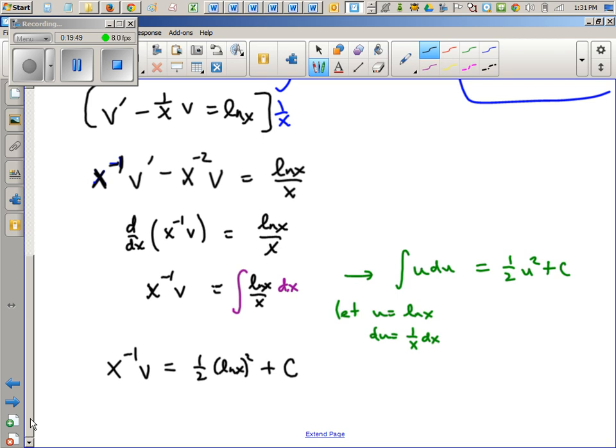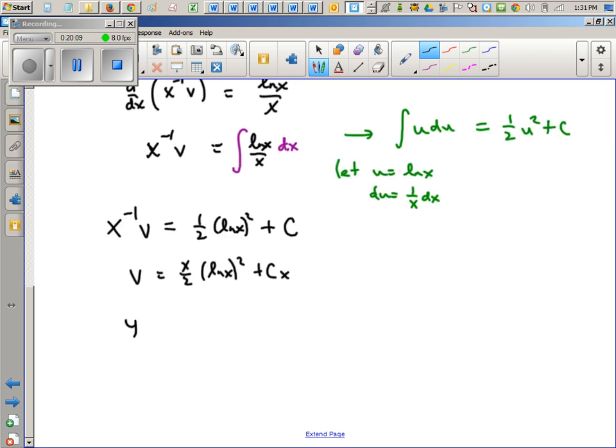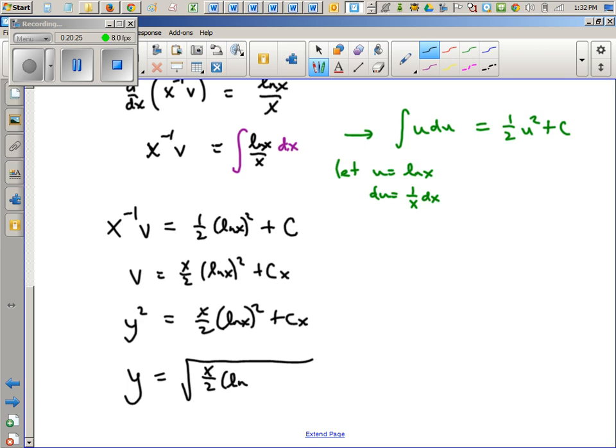Now we're going to multiply both sides by x. And that includes the c, by the way. cx. And remember, on this problem, v was y squared. Remember that? v was y squared. So now it's time to square root both sides to get our y. I already declared that y should be positive throughout this whole problem, so I don't want any plus or minuses there.